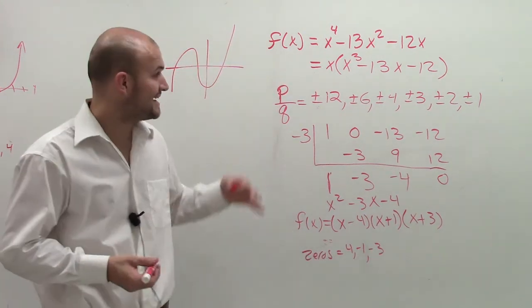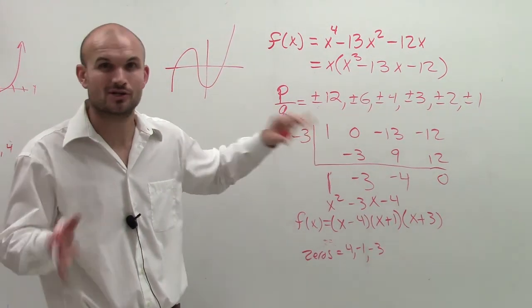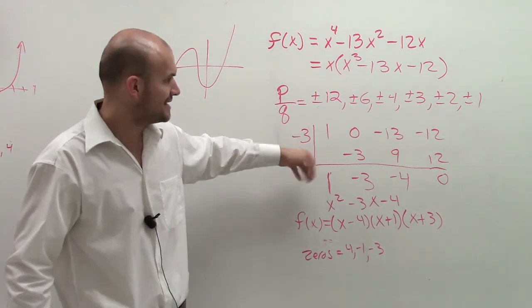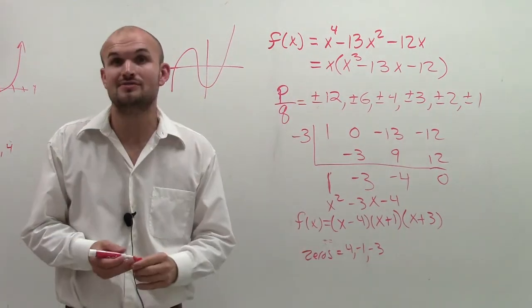So there you go, ladies and gentlemen. That's how you use technology, which I didn't show you how to do. There's other stuff for there. But use technology and the rational zero test to find your zeros and remaining zeros.